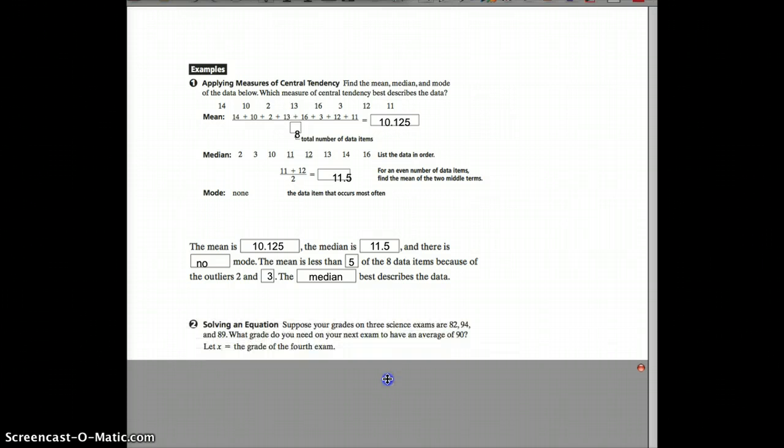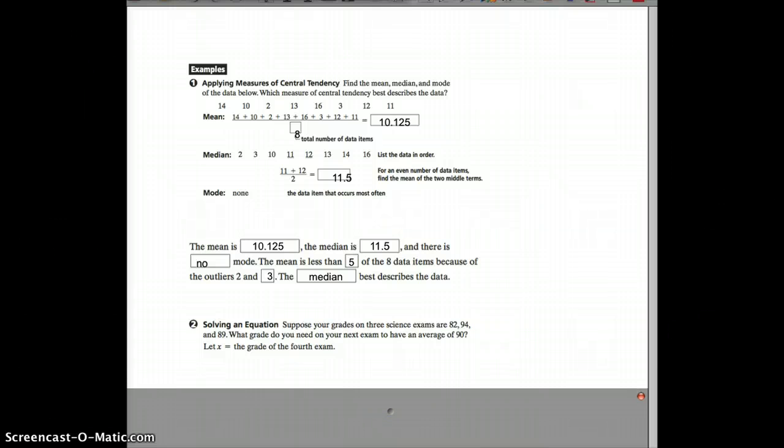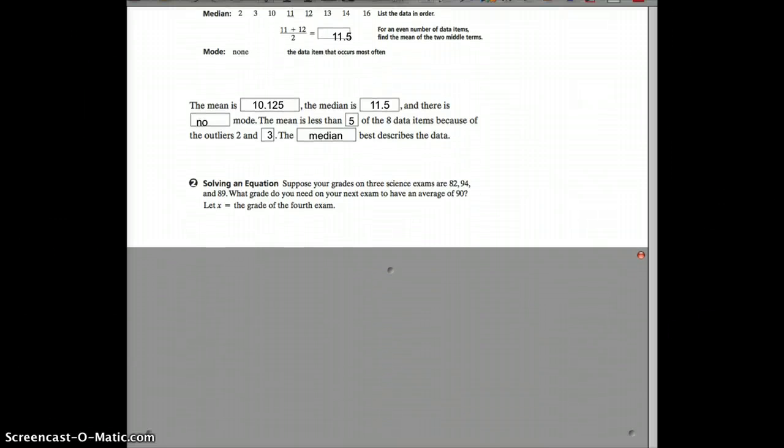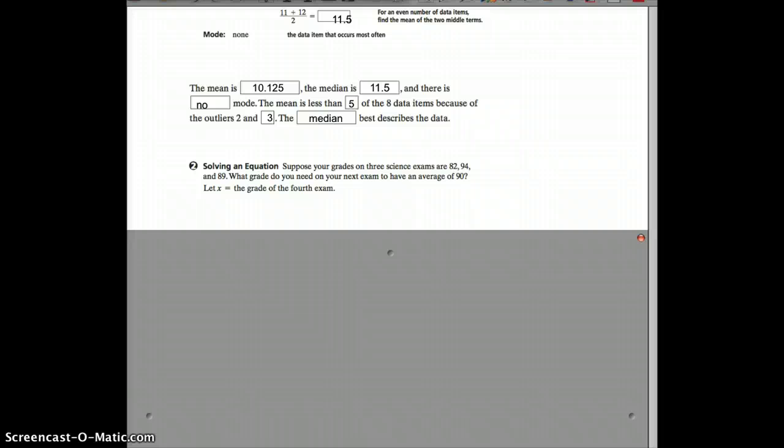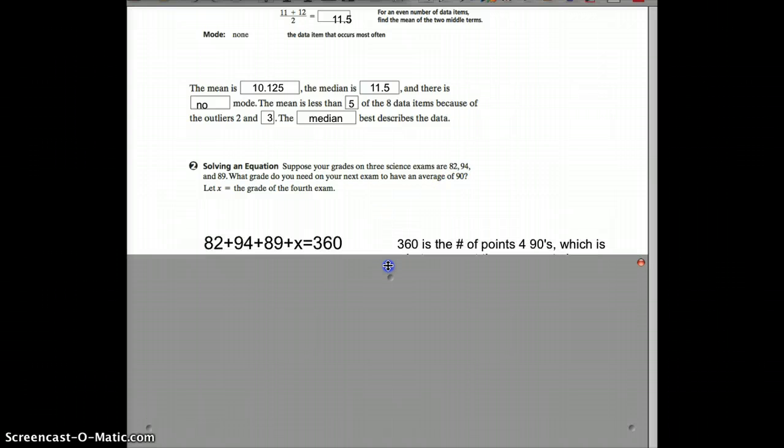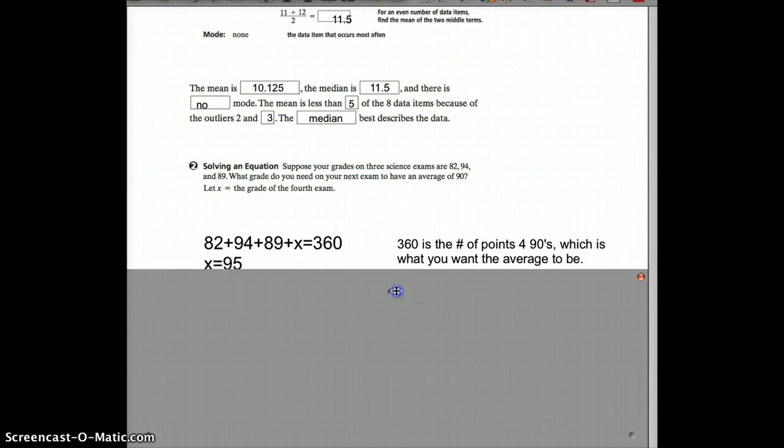And we don't have a mode, so we don't have to worry about that. So let's suppose you're in science class and you have 3 tests, and you want to know what you need to get on the 4th test in order to get an average of a 90. So we can write the equation here: 82 plus 94 plus 89 plus x equals 360. And where did I get that 360? Well, that 360 is the total number of points. If you were to take 4 90s and add them up, that's the 360. That's that magic number. That's the way I look at this type of problem.